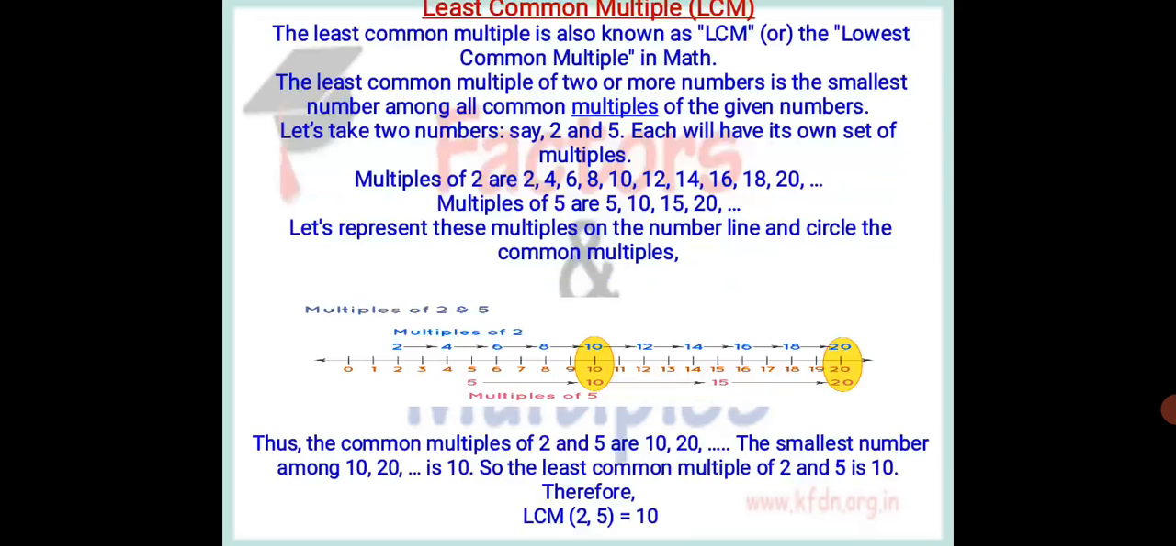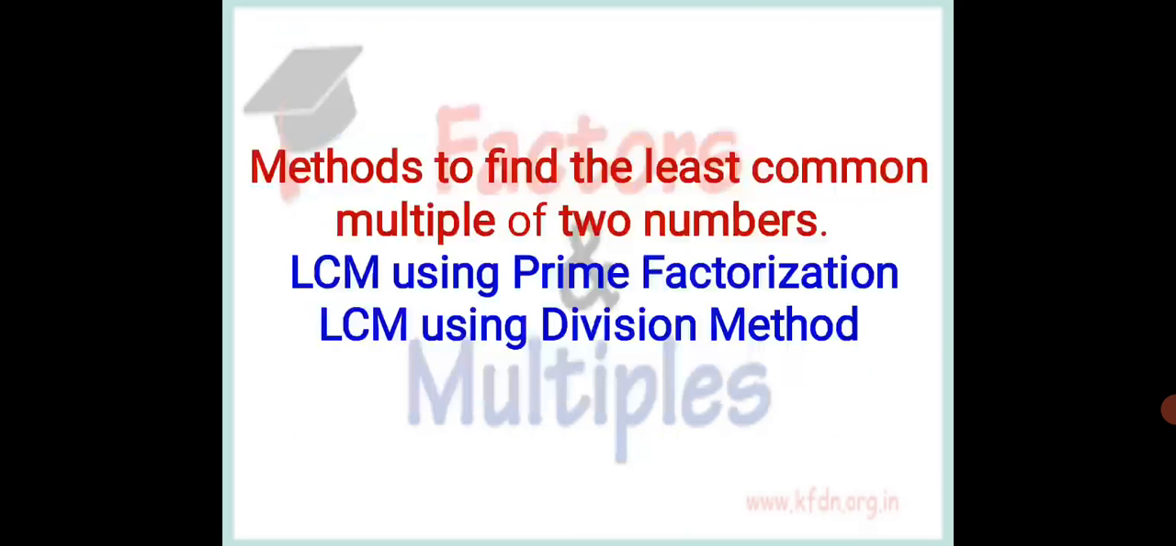And the smallest number among these, 10, 20, is 10. So the least common multiple of 2 and 5 is 10. Therefore, we can write through this notation LCM of 2 and 5 equal to 10. Okay. So I hope your concept related to HCF and LCM is clear now.